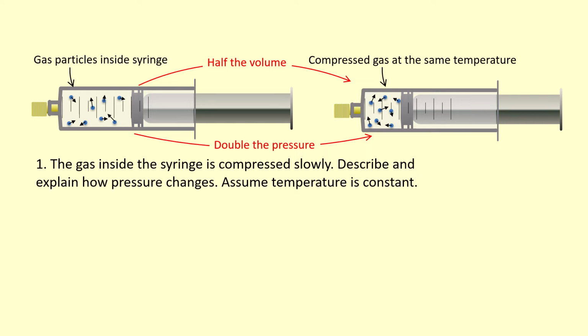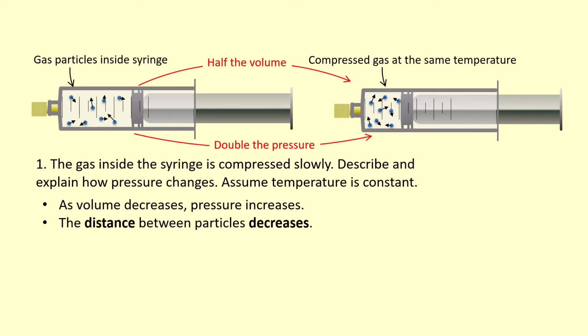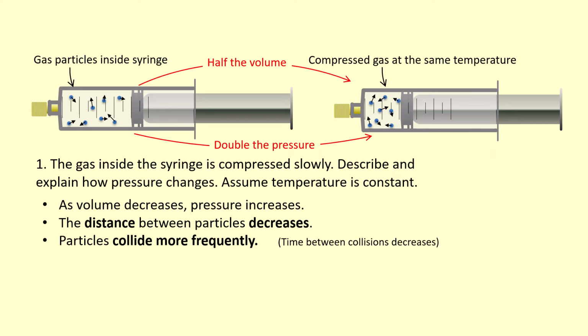We're going to try to explain why this is happening using words. First of all, as the volume decreases, the pressure increases, and that's an inverse relationship. We'll come back to that later. Why is this? Well, this is because the distance between the particles decreases. That means they're going to collide more frequently. Or in other words, the time between each collision is going to be smaller, so they're going to collide more often in a given time.